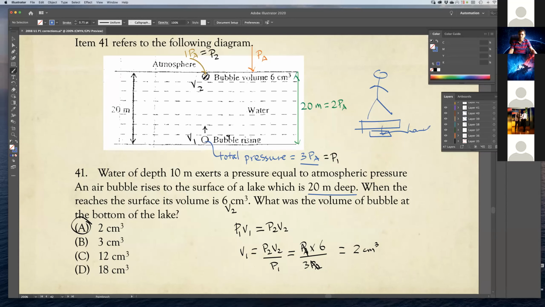When the bubble reaches the surface, there's no water pressing down. So the pressure at the top is 1 PA. All right, so we have the pressure here, PA, and the pressure here, 3 PA. And they've given us the volume of the bubble at the surface. So let's call this P1, V1. Let's call this P2, V2. We know that P1 V1 is equal to P2 V2, which is known as Boyle's law.